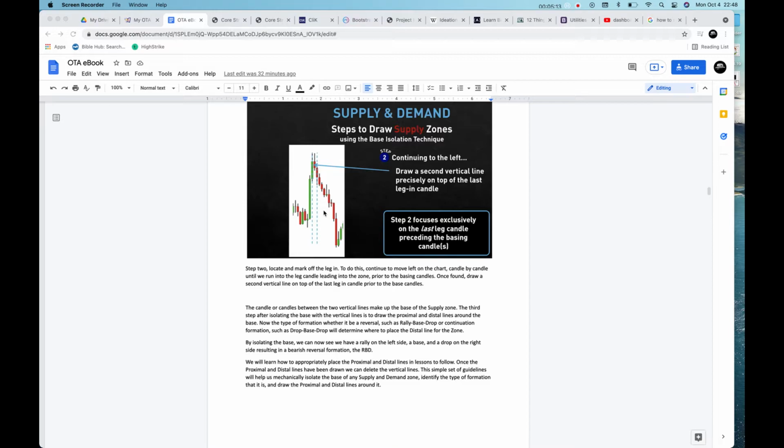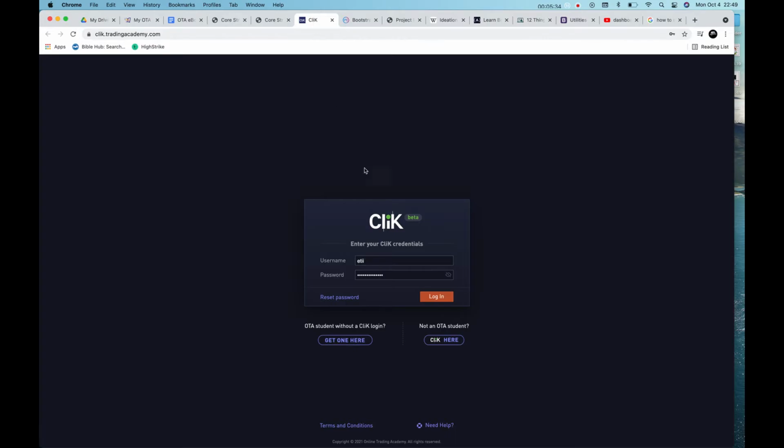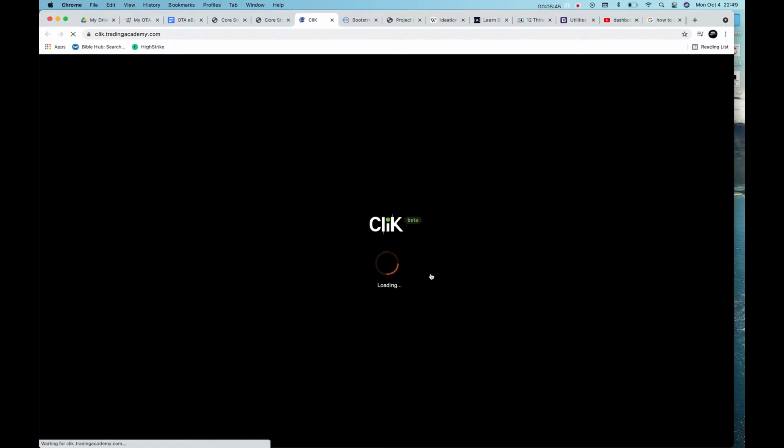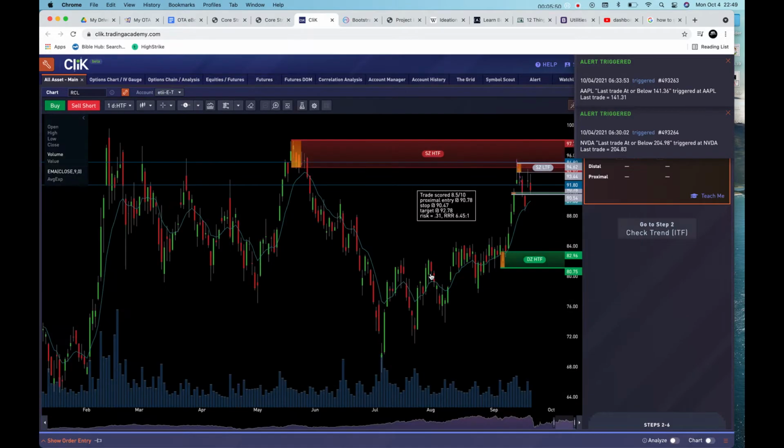But again, once the proximal and distal lines have been drawn, we can delete the vertical lines. Now, this simple set of guidelines will help us mechanically isolate the base of any supply and demand zone. It will help us identify the type of formation that it is, and it will help us draw the proximal and distal lines around it. So what I'm gonna go ahead and do is pull up a chart, and I'm just gonna run through a quick illustration of how to identify the base and candles, as well as the drop, the base, and the rally.